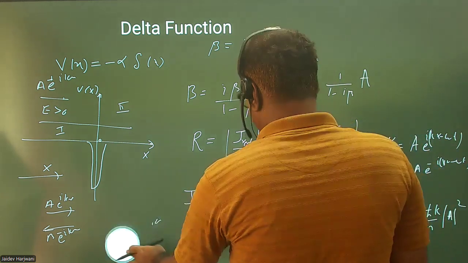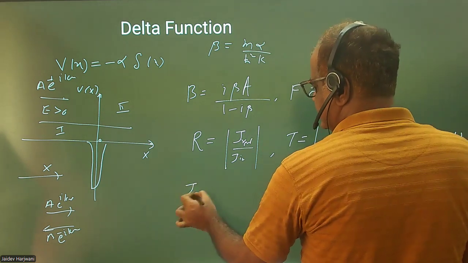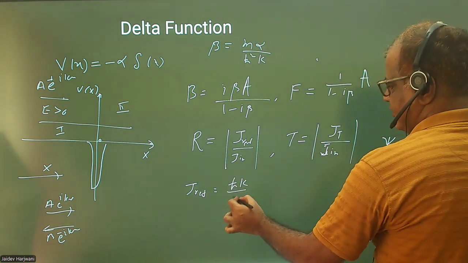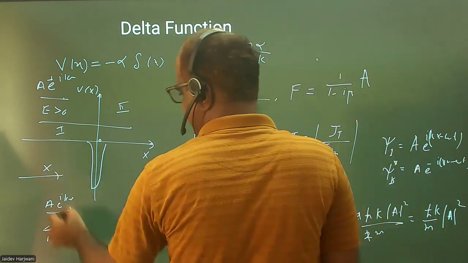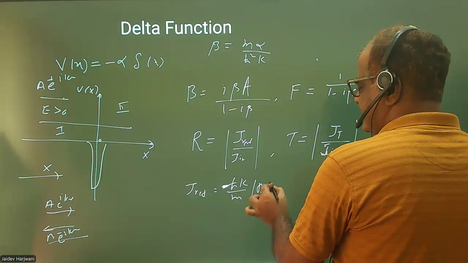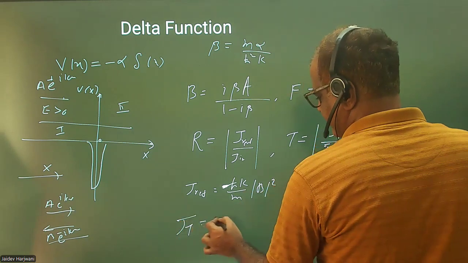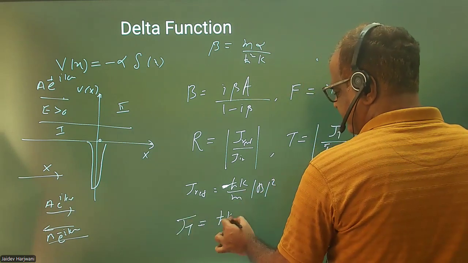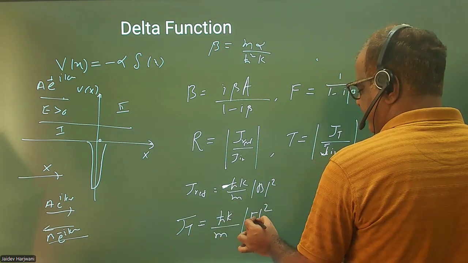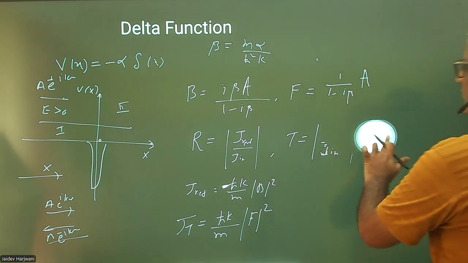Similarly, I can find j reflected also. So j reflected will be simply the same, like h cut upon m. Now the reflected part is this one, b, so it will come minus mod of b square. We can solve it here, and the j transmitted will be moving in the positive direction. Flux is moving in positive direction, so this will come as h cut k upon m mod of f square. So now I have calculated all the fluxes.